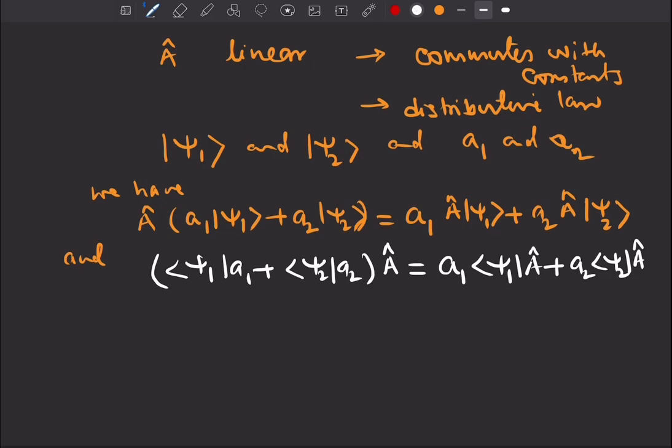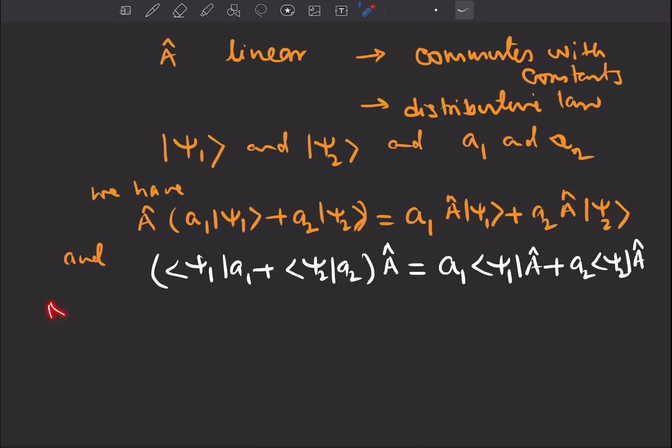You should note that in the case of a bra, we always keep the operator on the right side. We can't keep it on the left; that is not allowed. We only keep it after the bra to be correct.